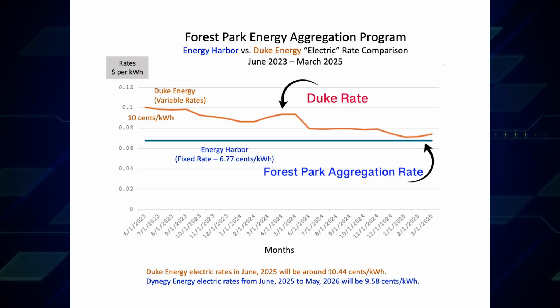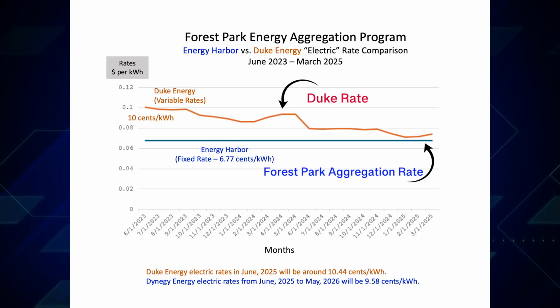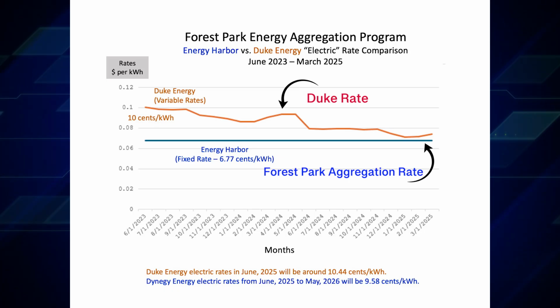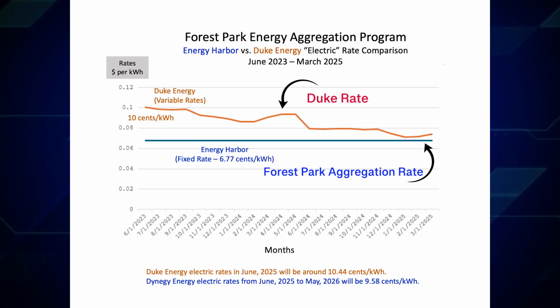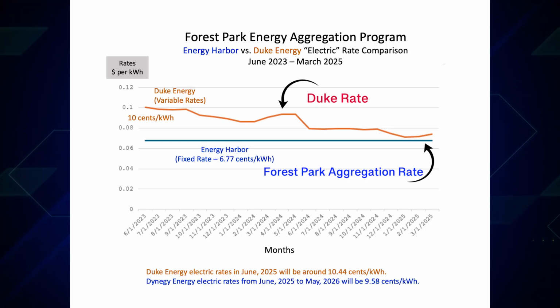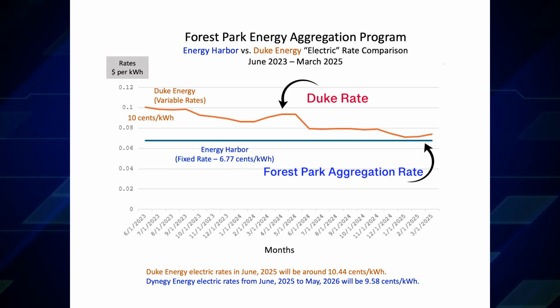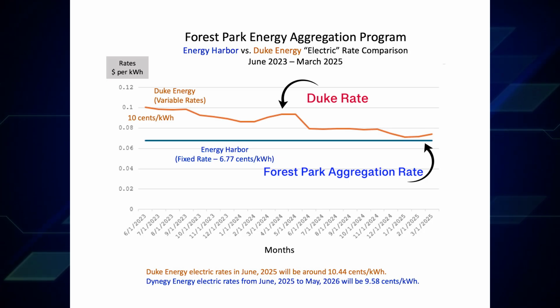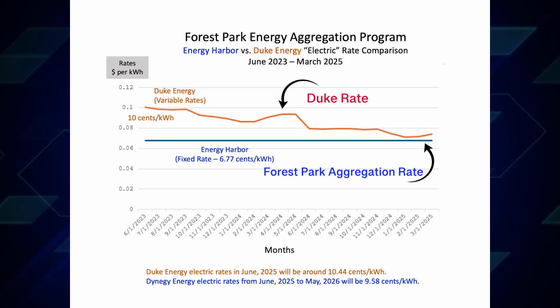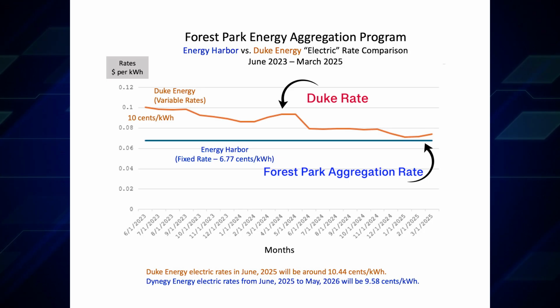The red line is what it has been with Duke. Remember, we said Duke is variable. Duke can change every single month. You can see they pretty much did, a little up, a little down, but at no point did they get below 6.77. I think that's really interesting. Because if you look at the number and you're comparing the right thing, you can actually see what a deal the aggregation has been. Over the total program, the 5 years that we've had electric aggregation, we've saved the community over $3 million. Nice. But that's electric.